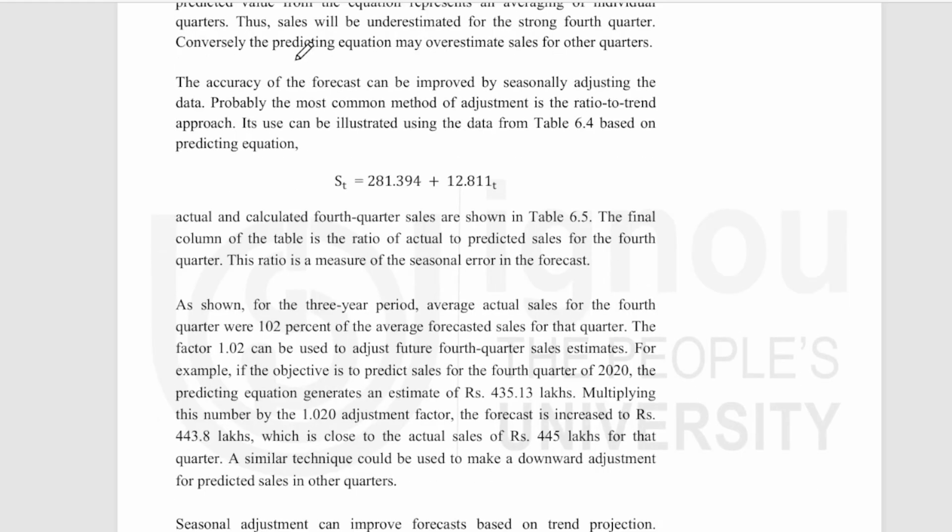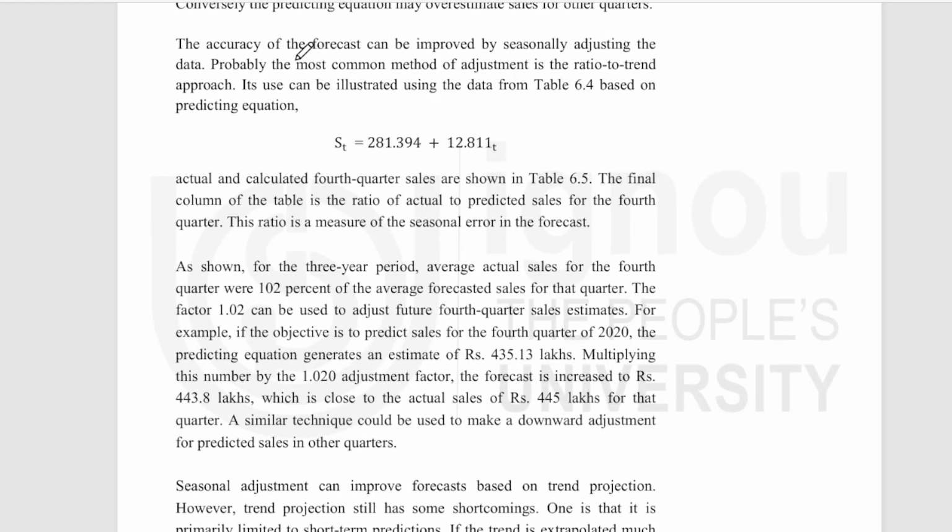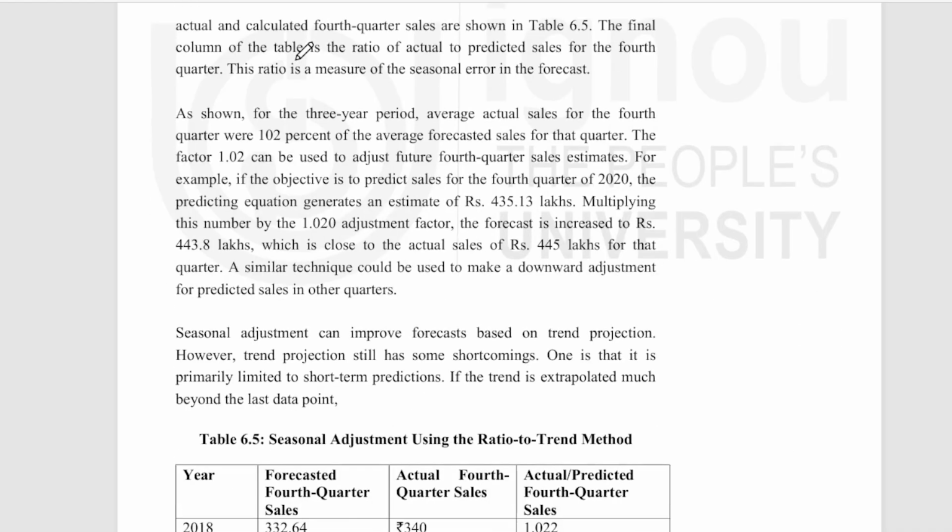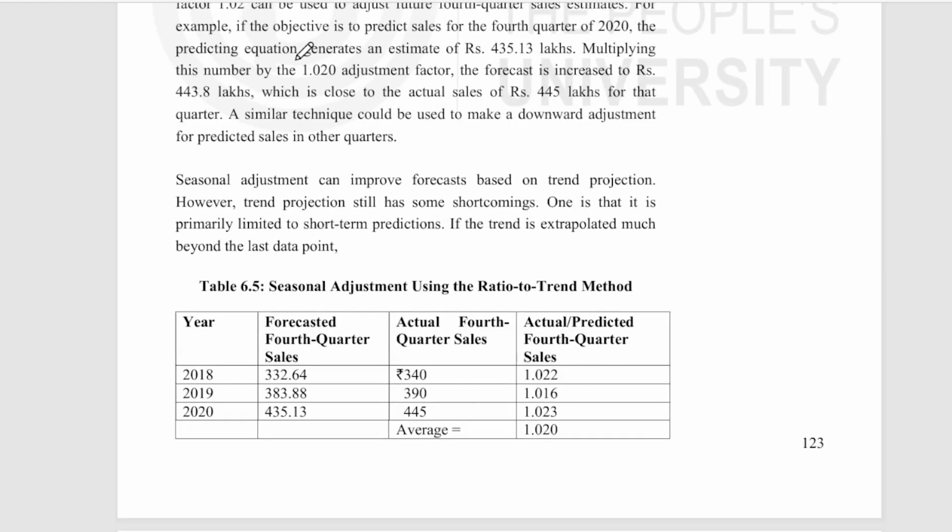Probably the most common method of adjustment is the ratio to trend approach. Its use can be illustrated using the data in Table 6.4 based on the predicting equation. And Table 6.5 is here, seasonal adjustment using the ratio to trend method. Okay, so different methods are there. Seasonal adjustment can improve forecasts based on trend projection.